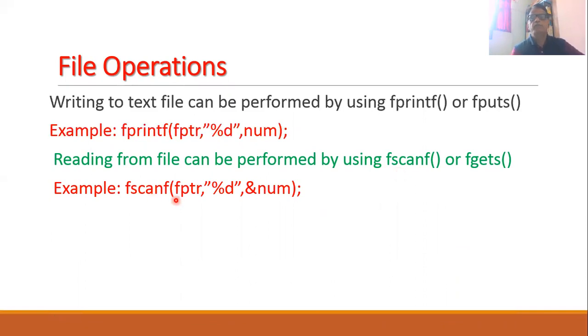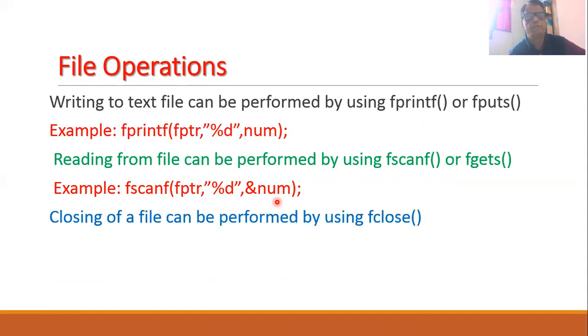fscanf and its general format is, in the bracket we initially mention the file pointer, and then depending upon the type of the data that you are using, you can make use of the control string, followed by the name of the variable. So very similar syntax to that of scanf.